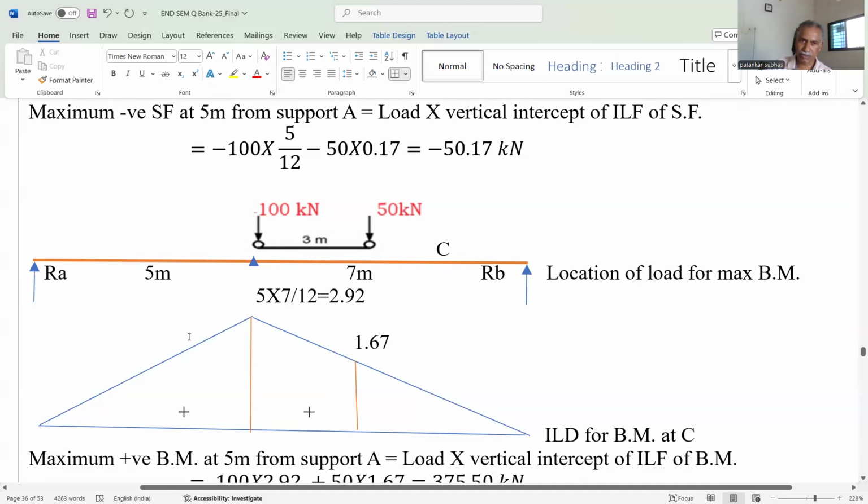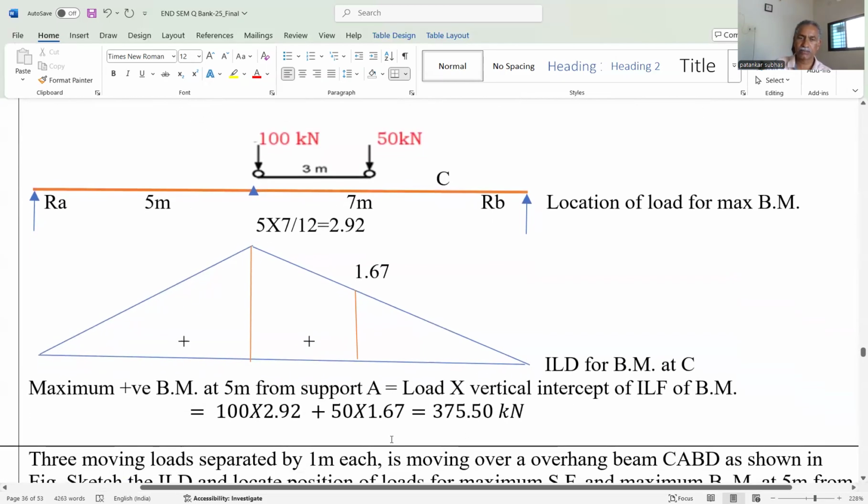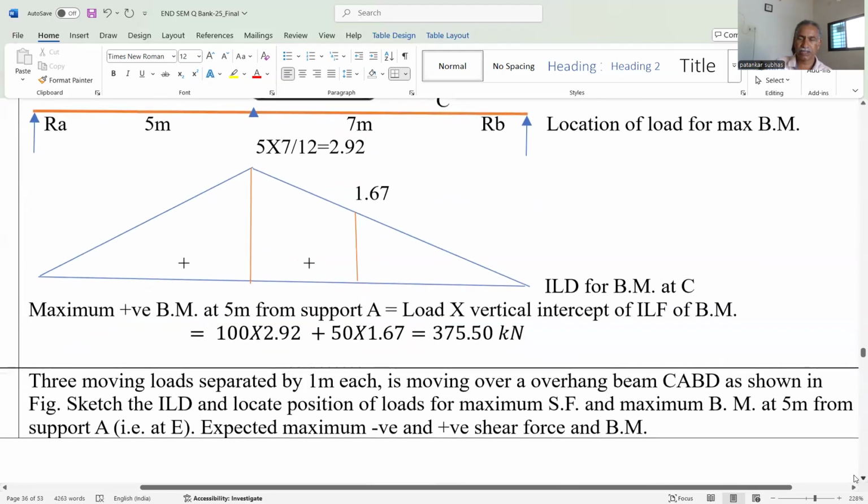Here also we have considered the 100 here and 50 here, but this intercept is lesser than 1.67, and that's why the bending moment from this side is less. So this is the maximum bending moment, 375.50 kilonewton meter. This is the location of the load.